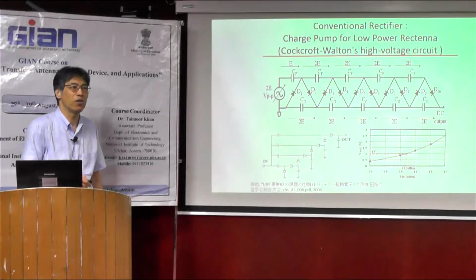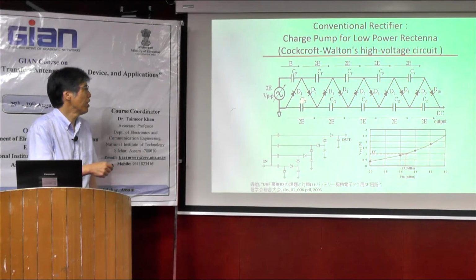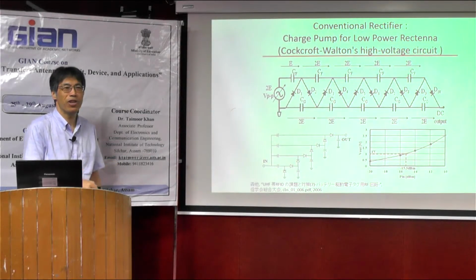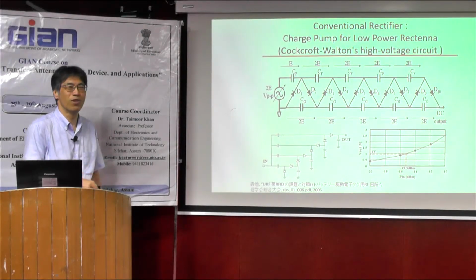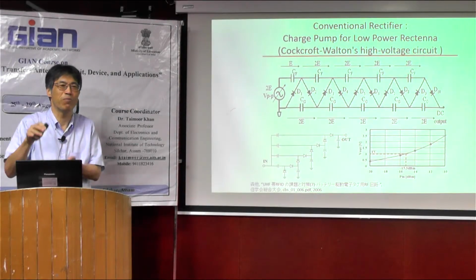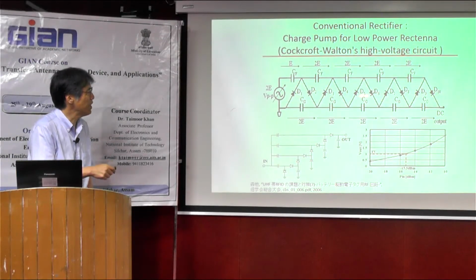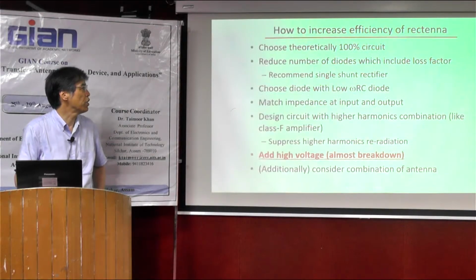But as I mentioned in the first talk today, a diode involves a loss factor. So in this case, this charge pump involves ten loss factors. So from the viewpoint of efficiency, it's not good. Of course, we can create enough voltage to drive the sensor from weak power, but conversion efficiency is very poor, I think. So as engineers, we have to consider other ways to increase the efficiency or voltage for the energy harvester.